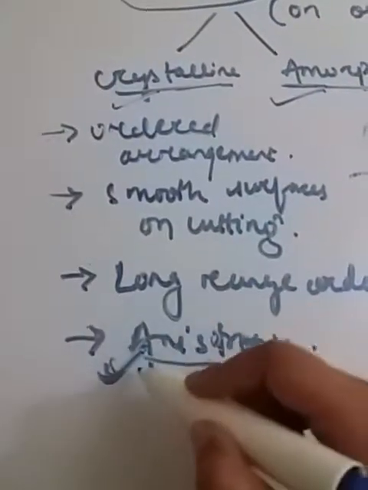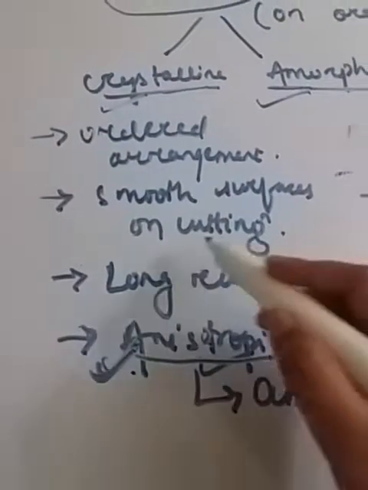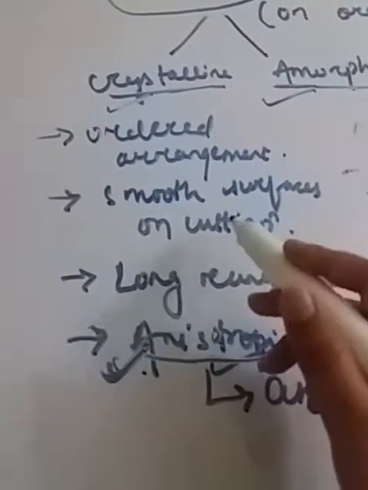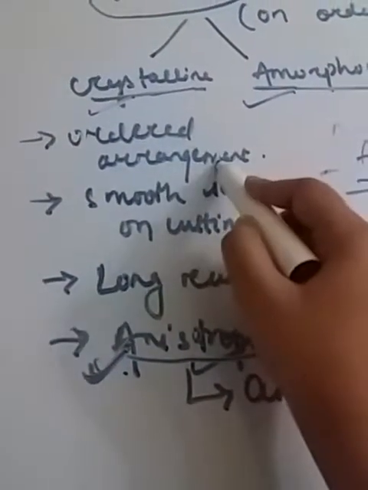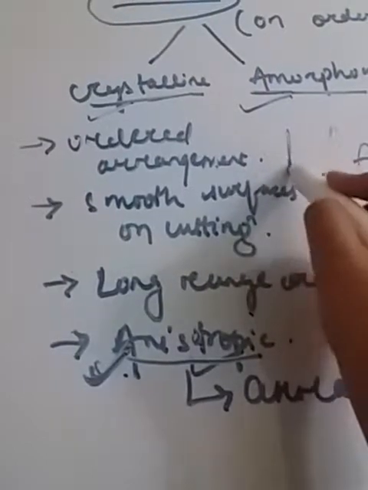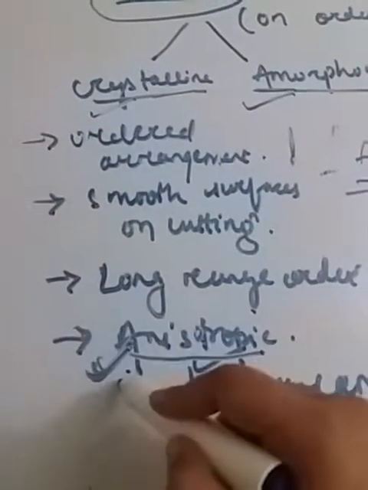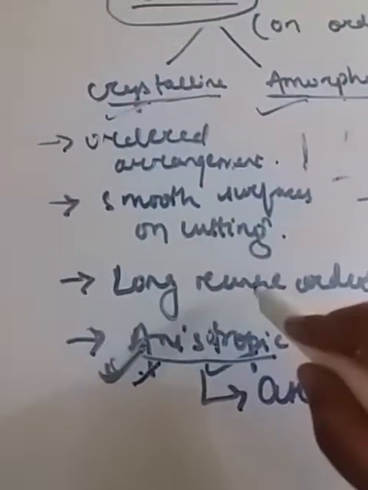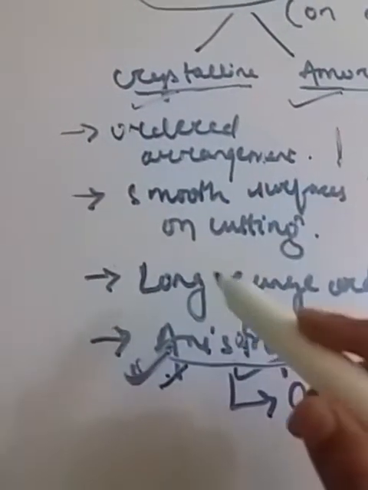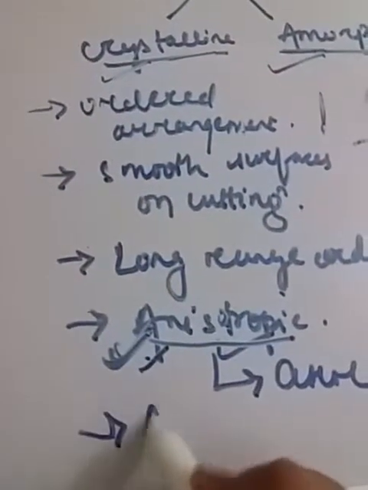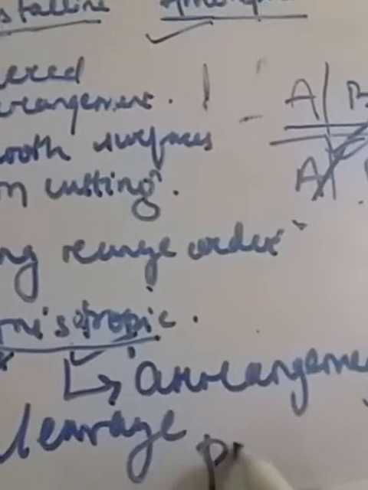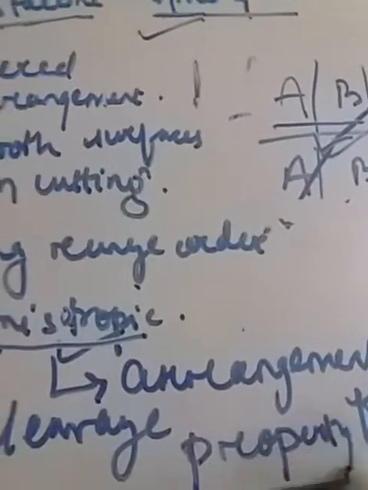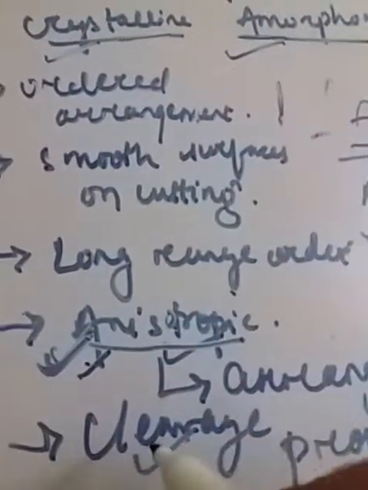In crystalline, it's anisotropic, with long range order, smooth surfaces on cutting, and a regular or ordered arrangement. Isn't it weird? Here you see ordered arrangement and here it is irregularly arranged, but still here it is anisotropic and here it is isotropic. Then crystalline shows the cleavage property, so breaking in a particular direction.